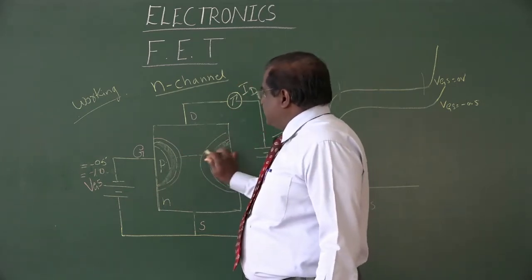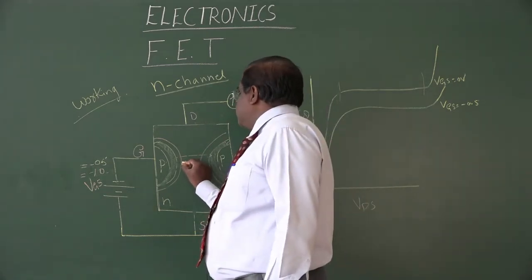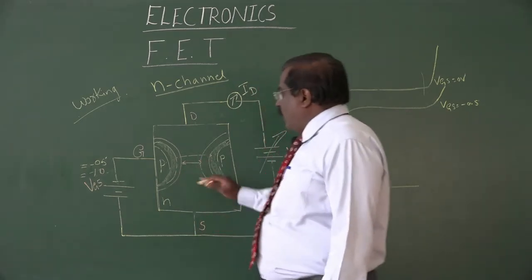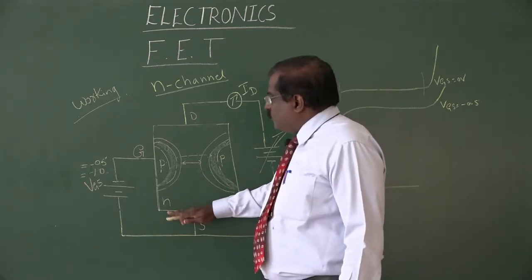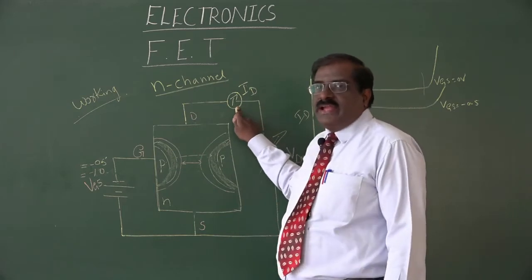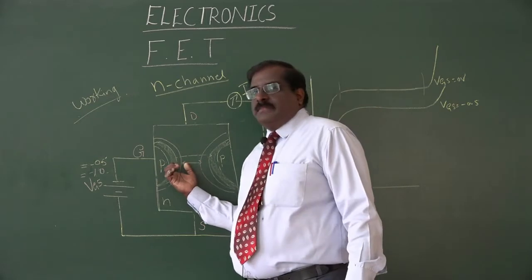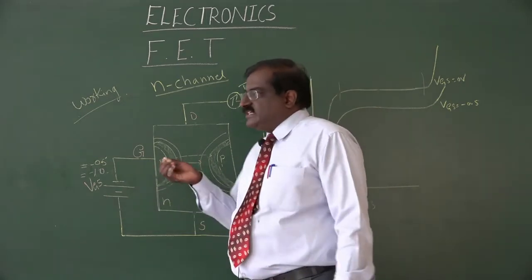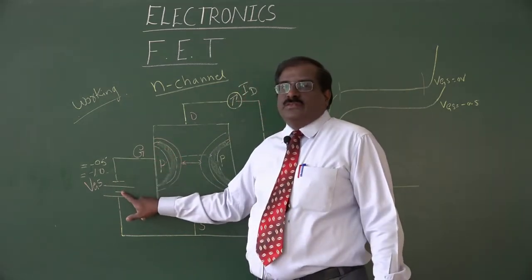When the depletion region increases, what happened? The channel width decreases. So at that time when you vary this VDS, the majority charge carriers flowing from source to drain will decrease. The drain current decreases. That is, you are pinching the semiconductor bar by applying the VGS.